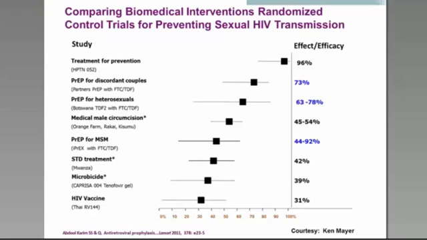And then we have STD treatment. STDs enhance both the chance of getting HIV as well as the chance of transmitting HIV to a sexual partner. So STD testing and treatment does reduce HIV transmission. The last two are microbicides and vaccines, which are not FDA approved yet in the United States. But the message here is, in general, the biomedical interventions are highly effective if used as prescribed.